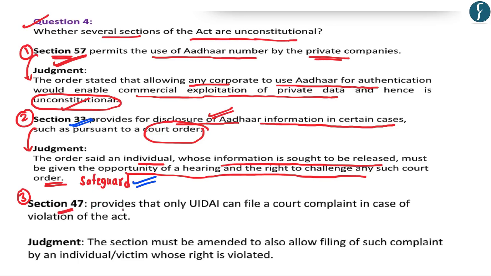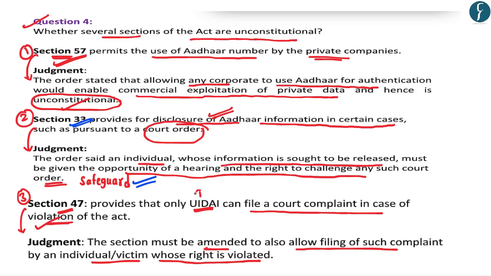Now section 47 provides that only UID authority can file a court complaint in case of violation of the Act. With respect to section 47, the Supreme Court has ruled that this particular section has to be amended so as to enable filing of such particular complaints by an individual or a victim whose right is violated. What this means is, in case of violation of the Act, the complaint can be filed by both UID authority as well as the individual whose right is being violated.